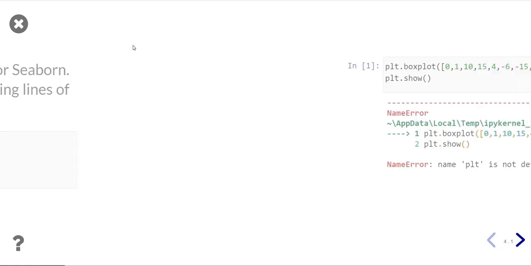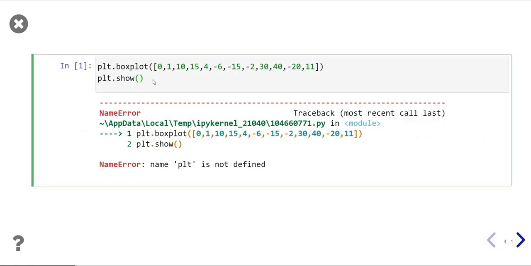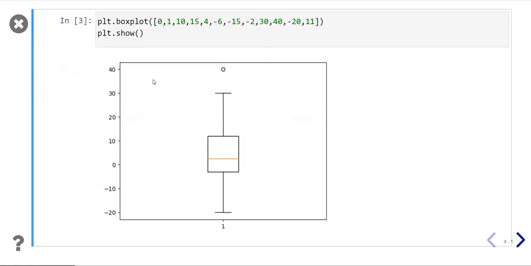So we run the code. Now we can do the box plot. Immediately it shows you the box plot. Based on the range of values that we have entered, it will show what the minimum value is.